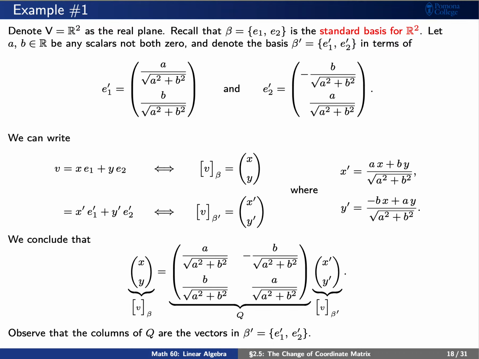But we see that the old coordinates x and y can be expressed in terms of the new coordinates x prime and y prime by simply multiplying by a 2 by 2 matrix. We'll call this matrix Q. Notice that the columns of this matrix are simply the vectors from our new basis beta prime.